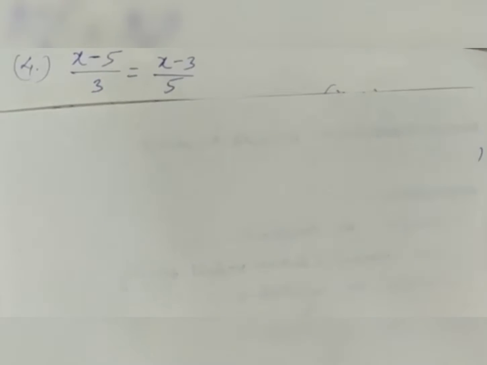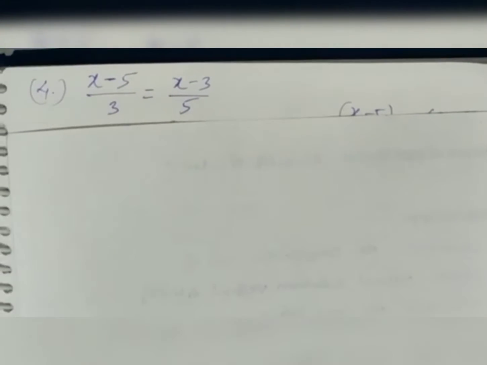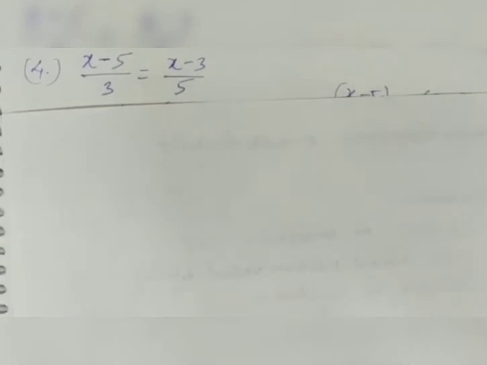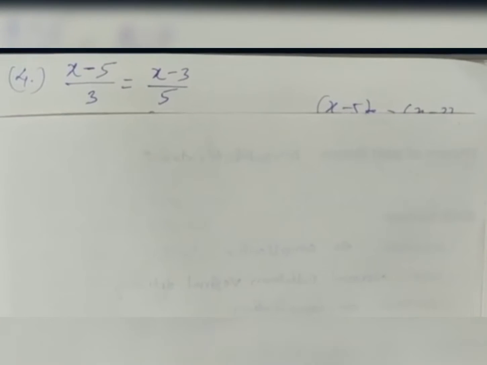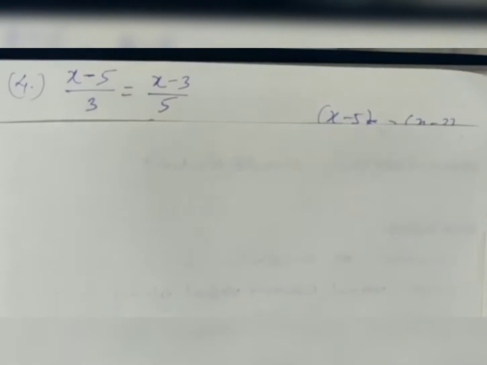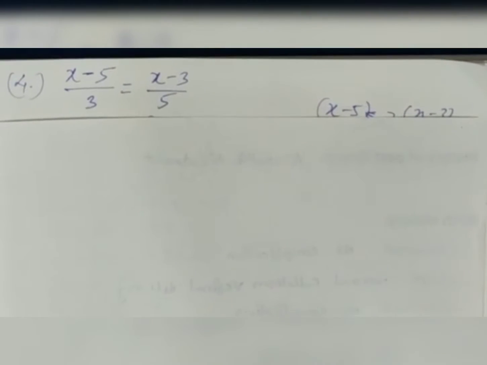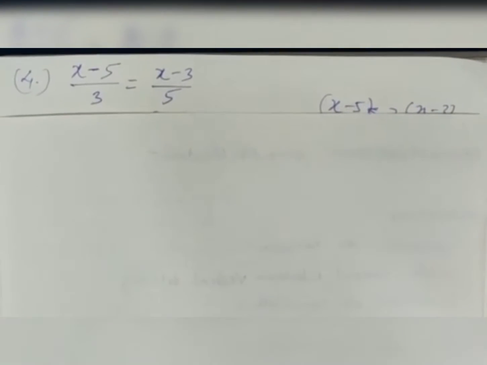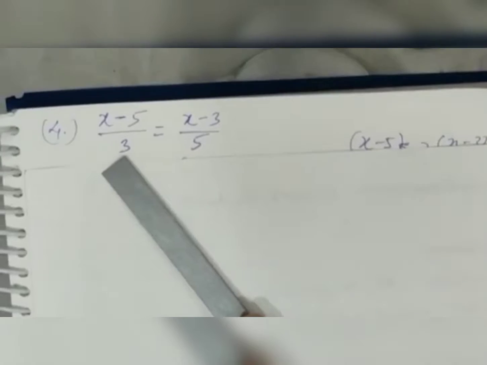Now today we do the fourth number problem. The problem is (x − 5)/3 = (x − 3)/5. Such type of problem, how can we solve it? It is again a linear equation problem of one variable. So in that case, what will we do? We make the denominators the same.